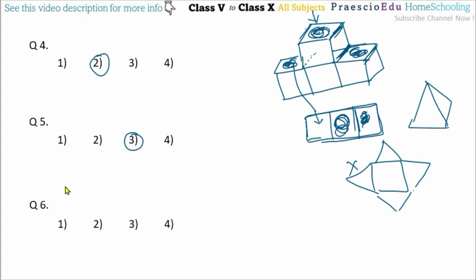Then question number 6: which of the following objects will appear the same when viewed from the front, from the side, and from above? If you observe all these figures, only a sphere, like a football or any ball or circular shape, will look the same from any direction. So that's why option number 1 for question number 6 is the correct one.